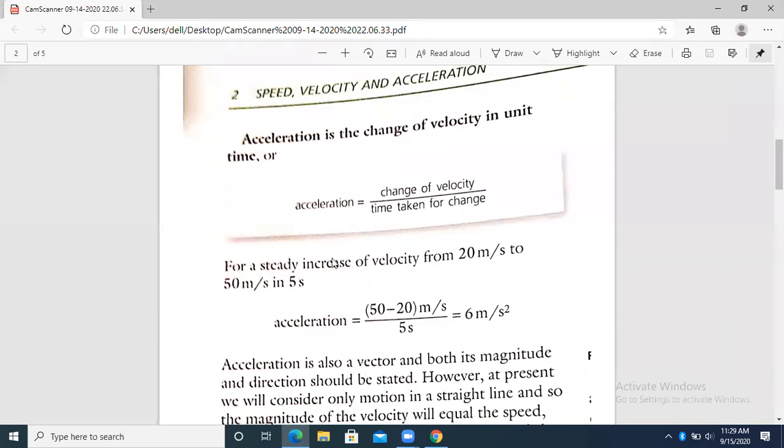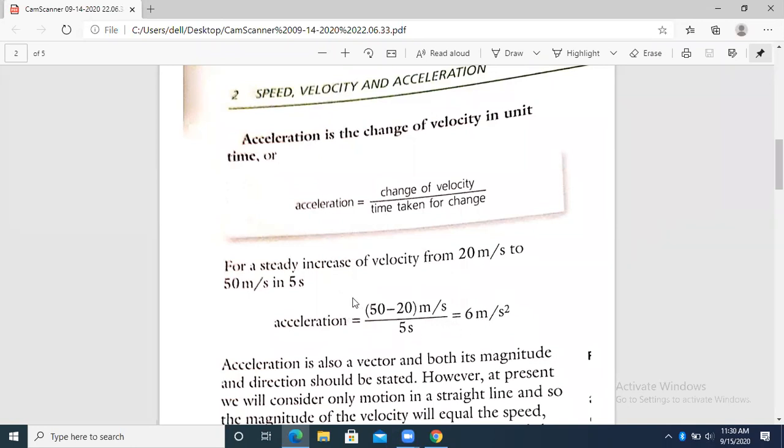How can we find the change in velocity? Final velocity minus initial velocity. That is the change, the difference. 20 to 50 is 30. The total time is 5, so 30 divided by 5 equals 6. This is the acceleration, 6, and the unit is meter per second square. That's an important point.